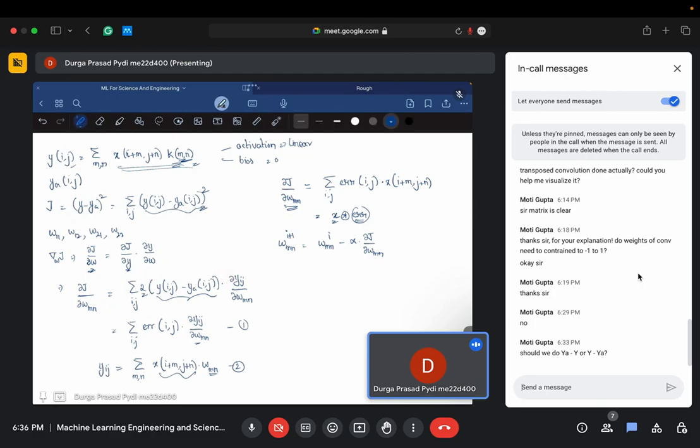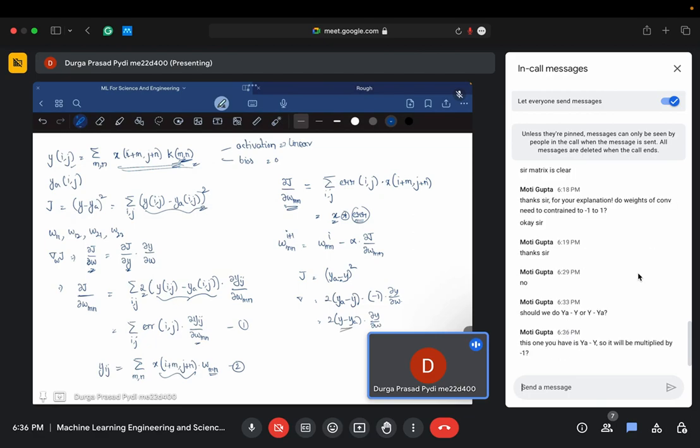What I mean to say is, if you declare it in a reverse way, so your J is essentially ya minus y whole square. When you do the derivative of this, you are going to get 2 times ya minus y, times another minus 1 because you have to do this one. So minus 1 times del y by del w. This will essentially again become 2 times y minus ya. So all you have to do is y minus ya.